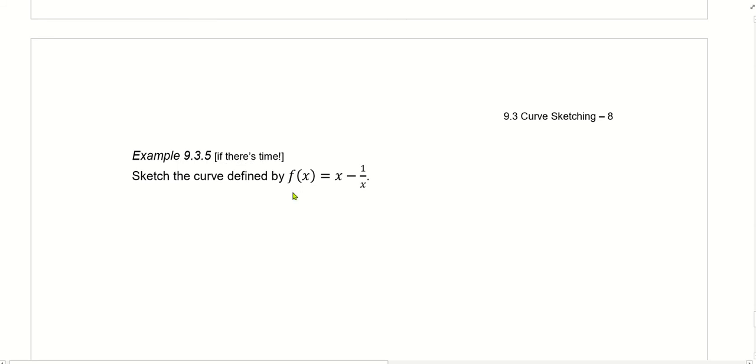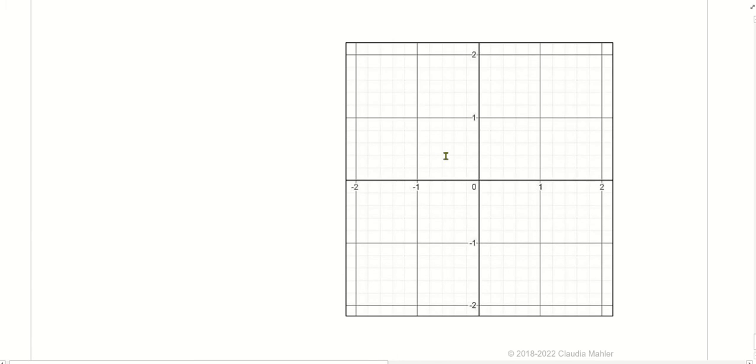So we have a function f of x that equals x minus 1 over x. And we just want to sketch this curve. I have some blank graph area down here for us.